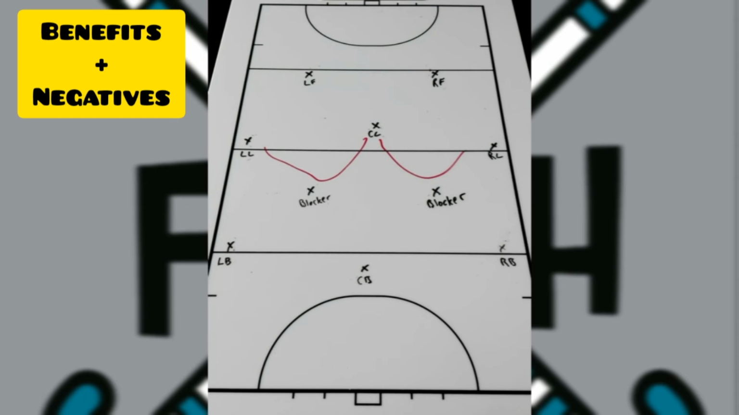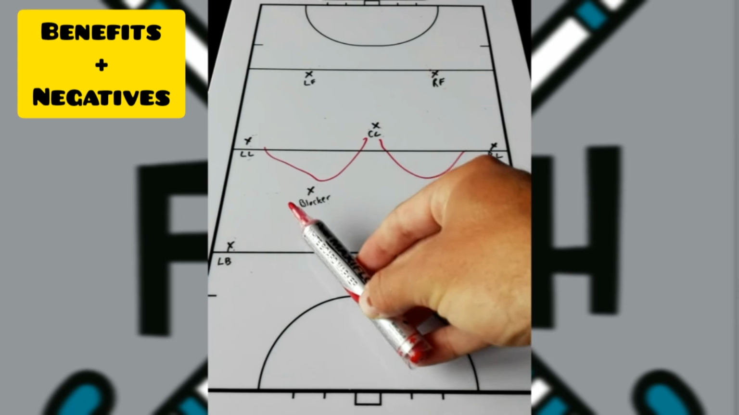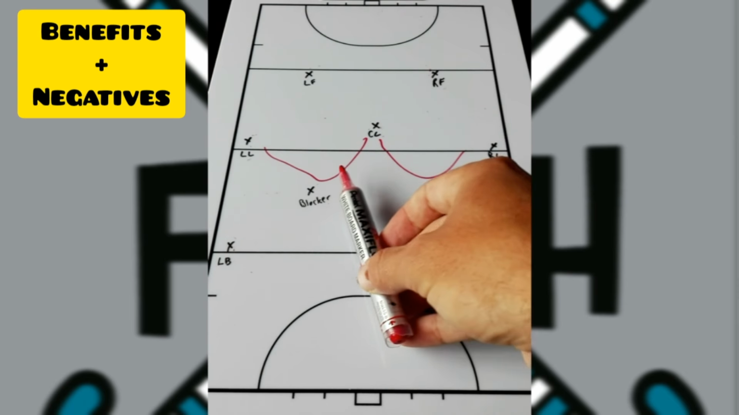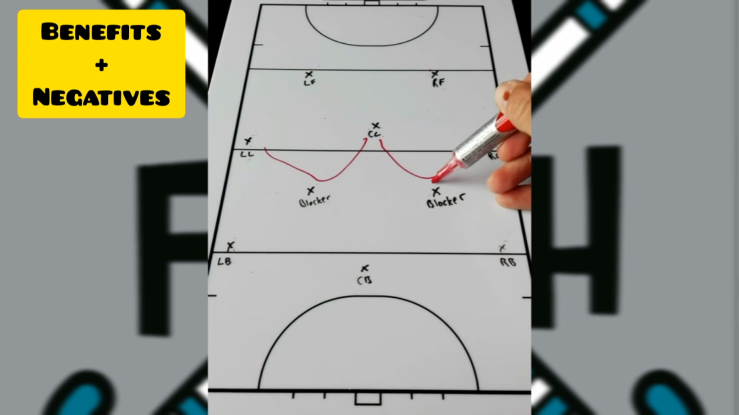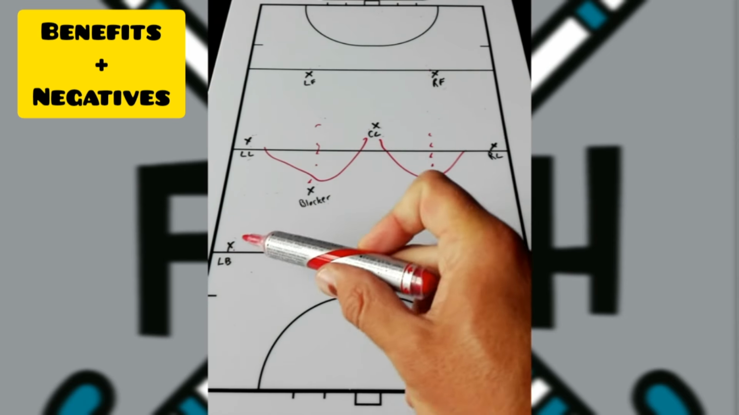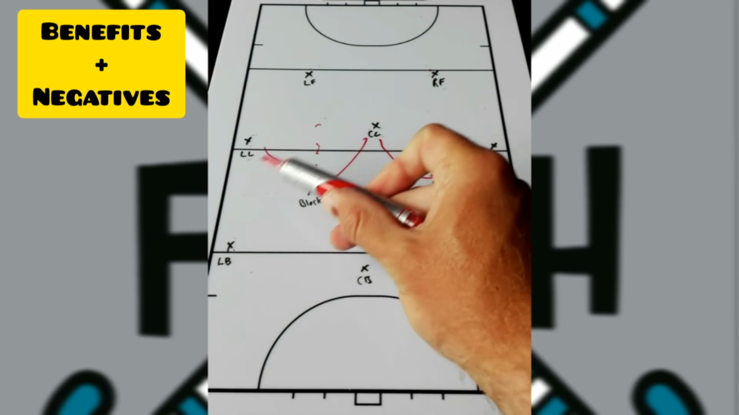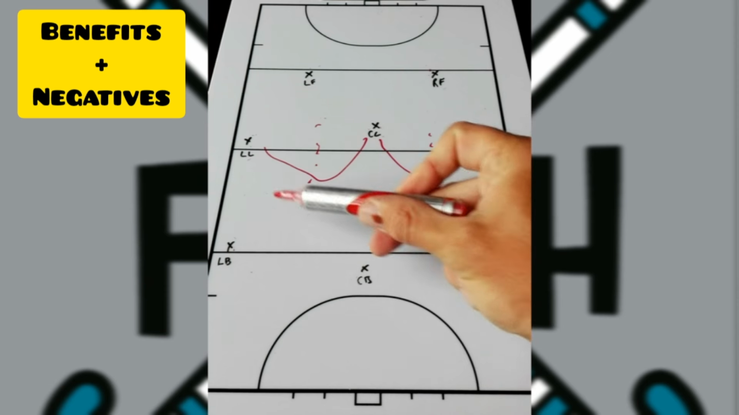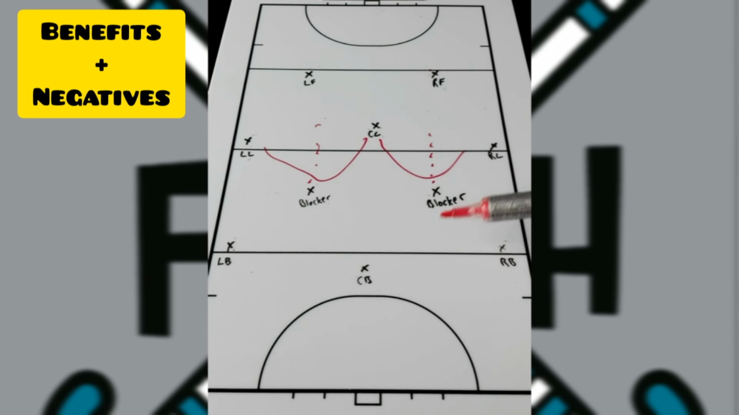The negatives about this blocker system is if your blockers are not disciplined in their positioning and they go forward when we attack, you will leave your back three isolated with this much space in this little area, where the opposition can attack and get past these three defenders a lot easier.